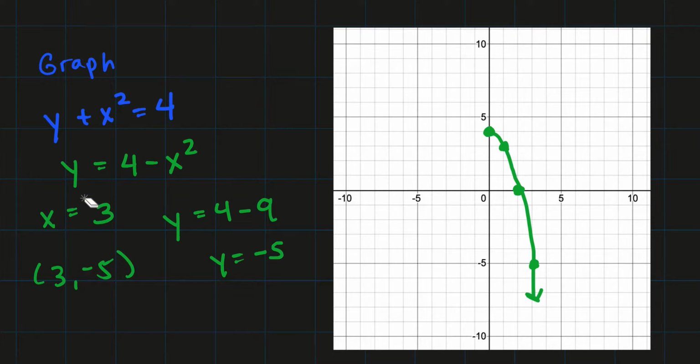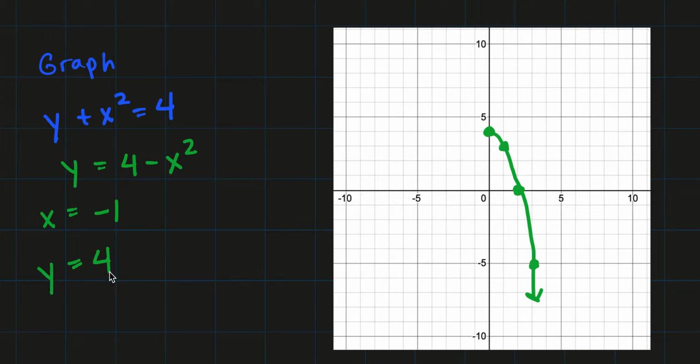So let's choose something negative for x. Well, let's go with negative 1. So if x is negative 1, what do we get for y? So y is 4 minus negative 1 squared, or 4 minus 1, which is 3. So we have the point negative 1, 3. Let's plot that. So negative 1, 3, it's right here. So here's another point. Now, since we put in a 2, let's also put in a negative 2 for x.